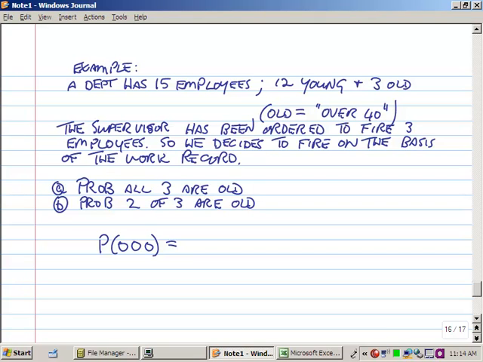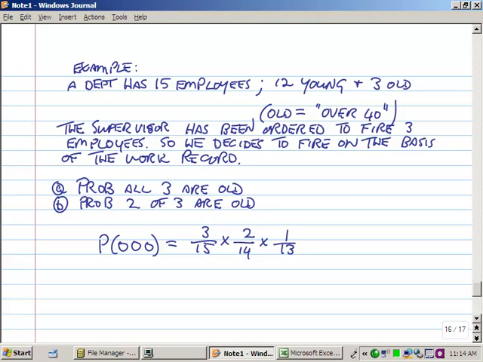Alright, we have 15 employees, 3 are old, so the probability of getting an old one on the first draw is 3/15. The second draw we have 14 employees left, of which 2 are old, so 2/14 on the second draw, given that the first draw is an old person. And on the third draw we have 13 employees, and now we just have 1 old, given that we have an old person drawn on the first and the second. So the probability of 1/13, given that we've already selected 2 old.